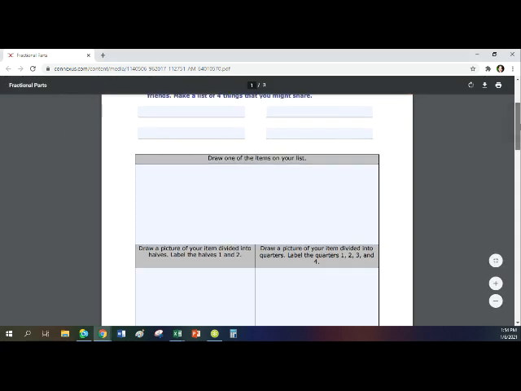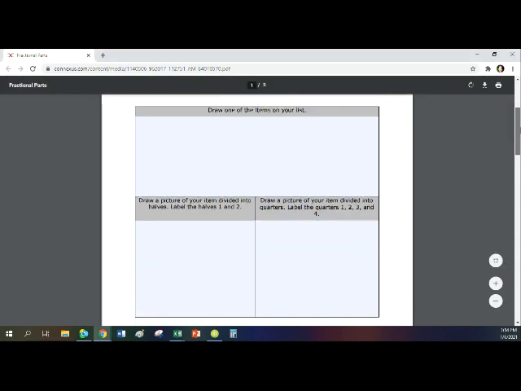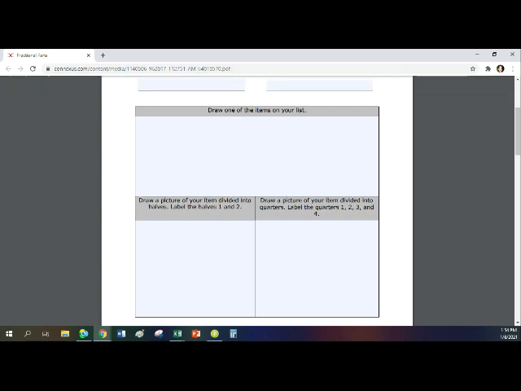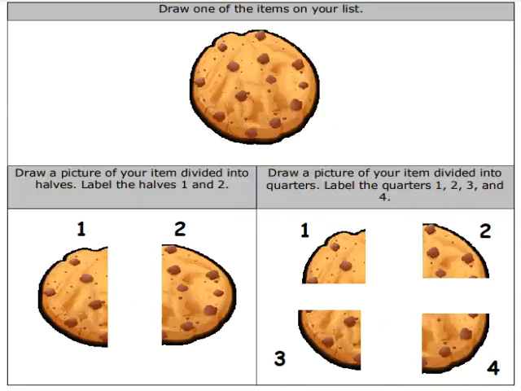Below that, it says draw one of the items on your list. So you're not drawing all 4, you're just choosing one. So I chose to draw cookies. I think that cookies are really delicious. And like I said, I was a little bit hungry and I thought it'd be easy to draw a cookie and then show it divided up. So here is the item I drew. I drew one whole cookie.